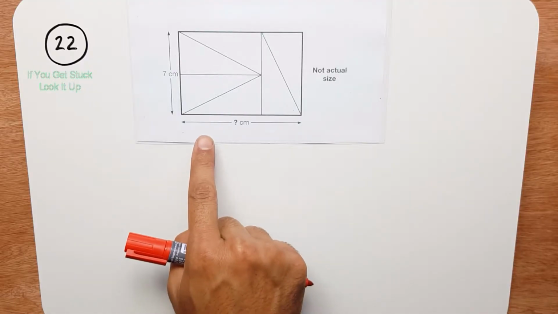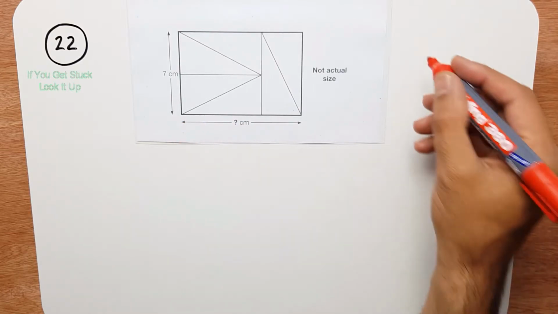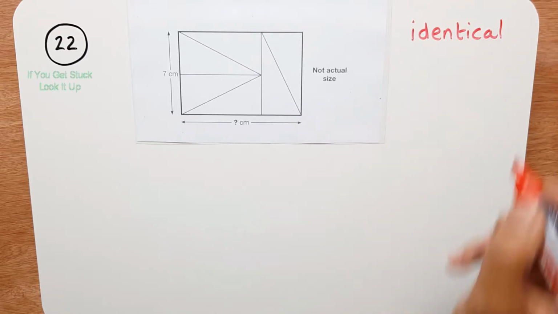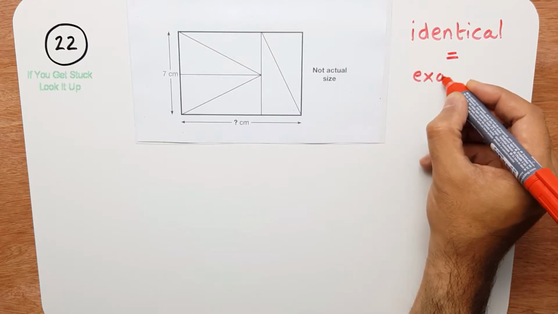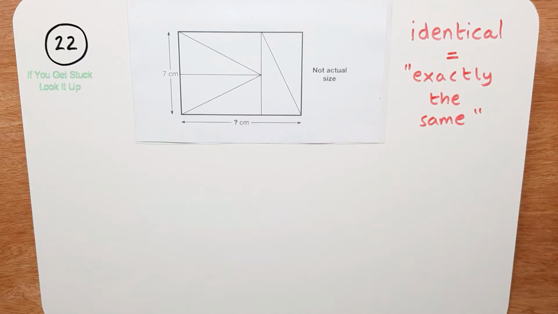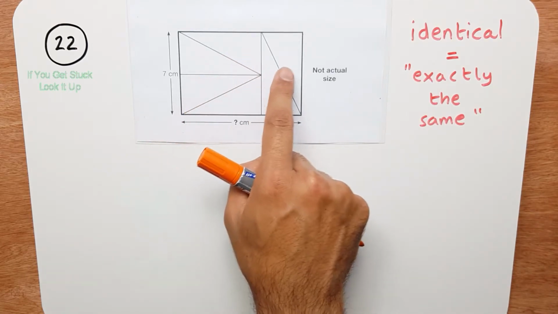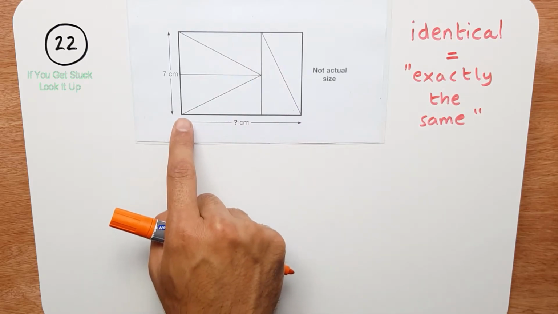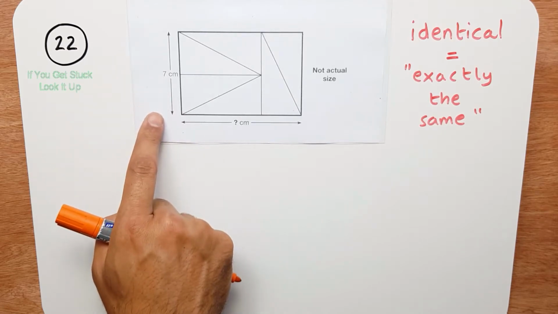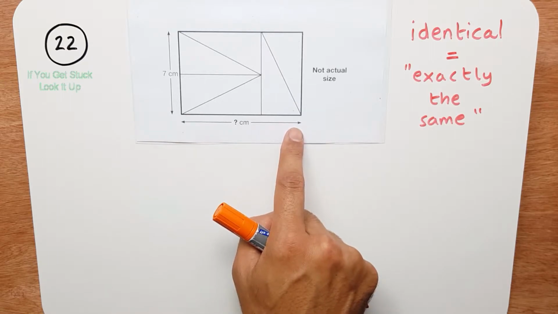In question 22, we're given 6 identical triangles, and the word identical simply means exactly the same. Now, if we look carefully, these 6 identical triangles all come together to form a rectangle, and it's 7 tall, and we need to work out how wide this rectangle is.